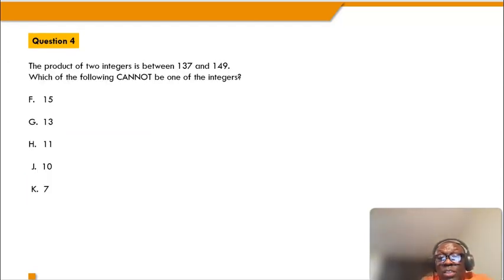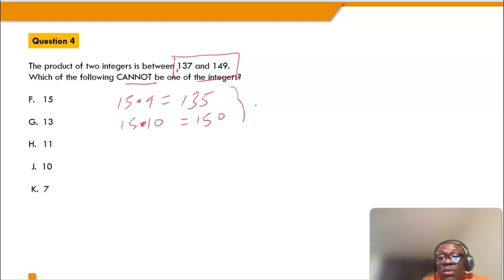Next, the product of two integers is between 137 and 149. Which of the following cannot be one of the integers? If you take 15, for example, the first one, if you multiply 15 by 9, you get 135. That is outside the range we are given. If you take 15 times 10, that gives you 150. It is outside the range. So without even checking the others, we know 15 is already out. And the answer is 15.